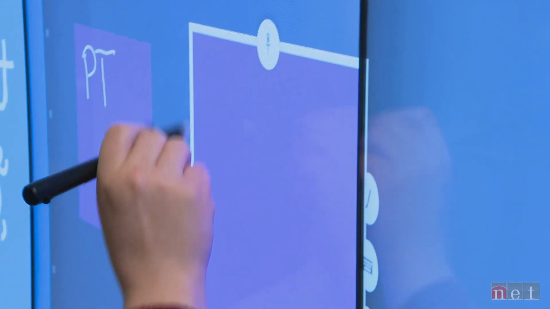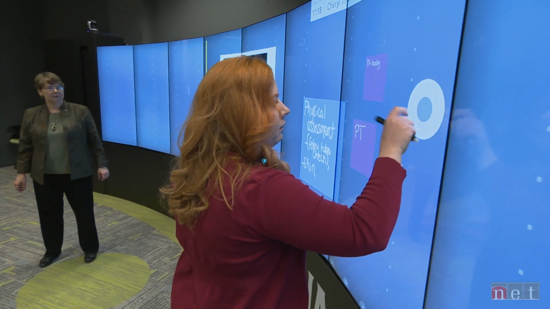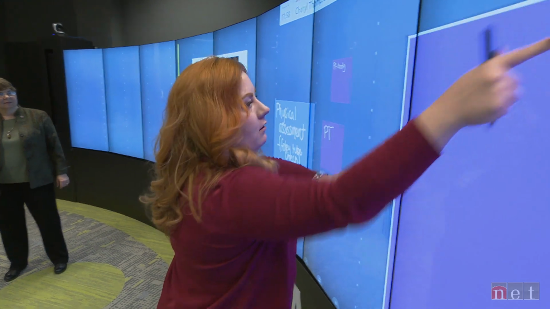So instead of having a bunch of pieces of paper out that's hard to track, being able to use that technology to have it all on one screen, I think that's really innovative and groundbreaking and can definitely save a lot of time and help with the big picture.